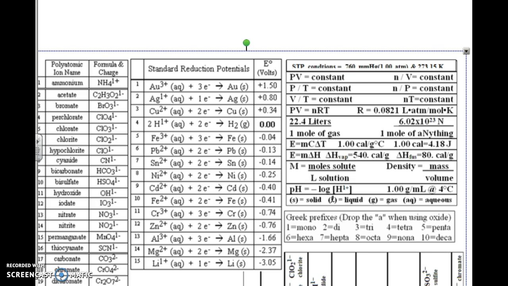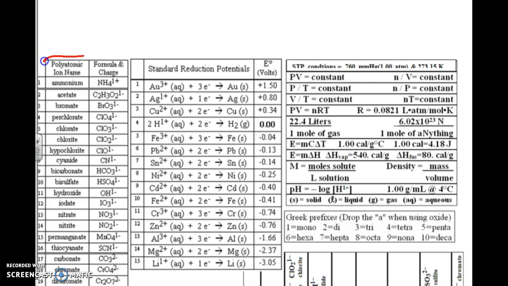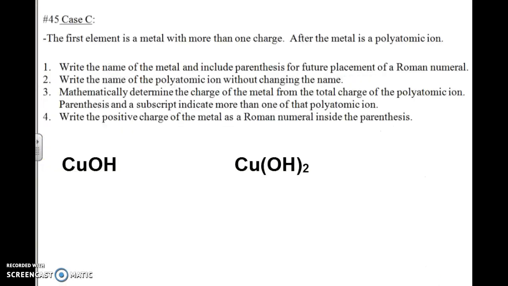In the top left-hand corner of your periodic table, we have this part right here, which are called polyatomic ions, and those are going to come in handy as we move along today. When we teach these problems, we have a metal with more than one charge, which means Roman numeral, and then also we're going to include something called a polyatomic ion. Poly meaning many, and atomic meaning atom, so we've got a many-atom ion.